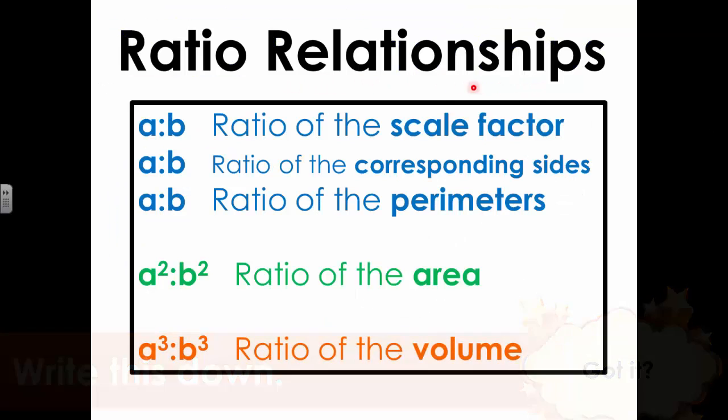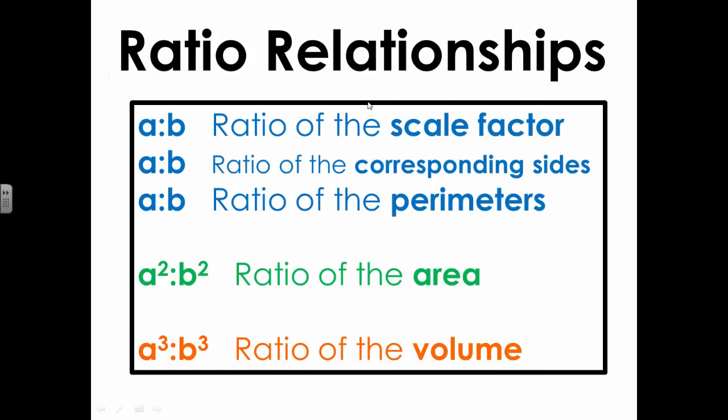Copy down these ratio relationships. We've actually seen these before. The ratio of any A to B is our scale factor. It's also the corresponding sides and the ratio of the perimeters. The ratio of any of the areas is A squared to B squared. The ratio of your volumes is A cubed to B cubed.